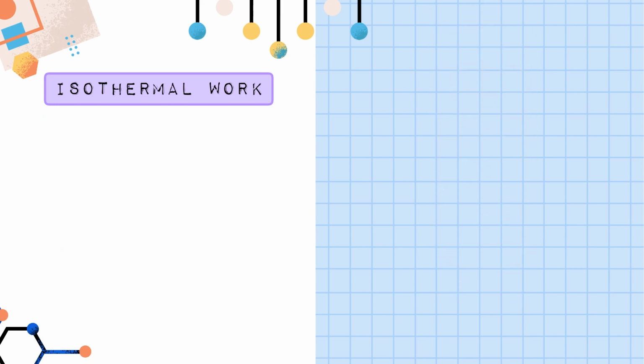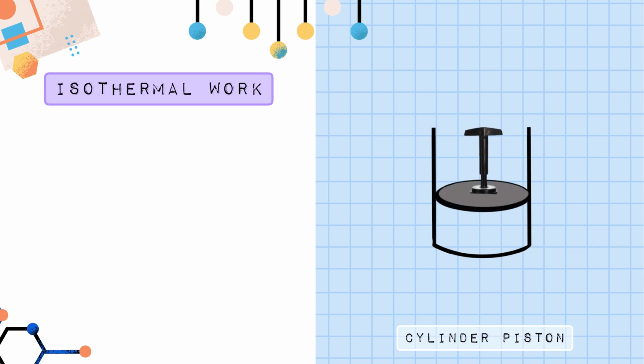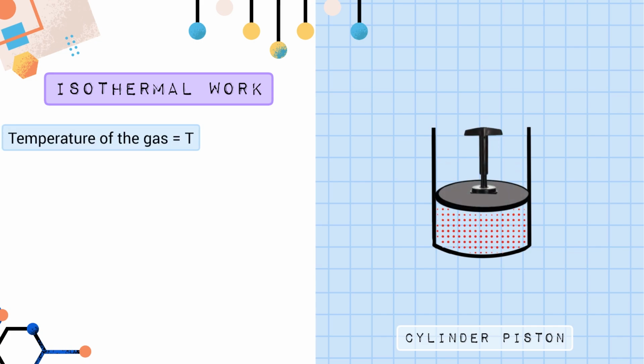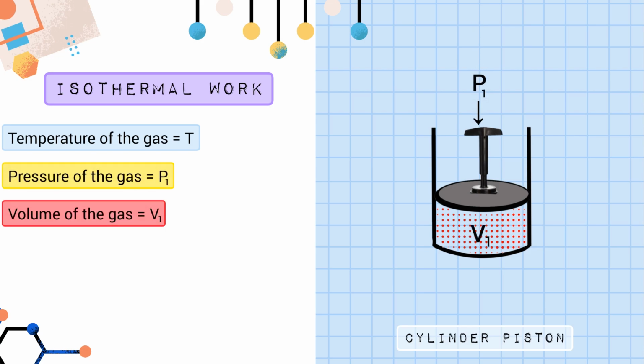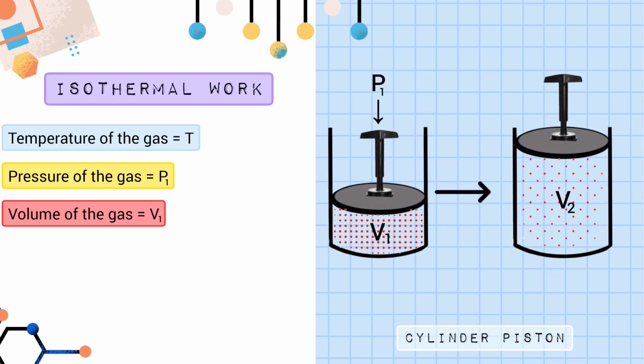Let us take a cylinder piston setup, in which an ideal gas is present. The temperature of the gas is T, the pressure of the gas is P1, and the volume of the gas is V1. If we increase the volume to V2, the pressure also changes to P2, but the temperature remains constant. We would need to find the work done by the piston in moving from volume V1 to volume V2.